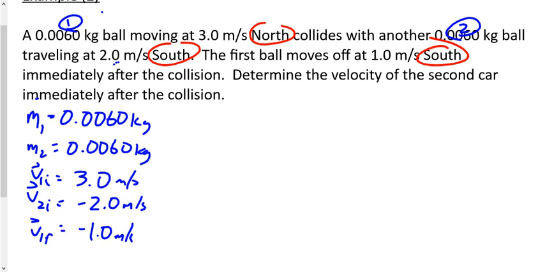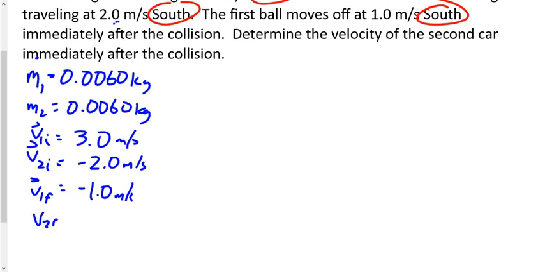V1F. Notice it says immediately after the collision, isolated system, right? Before any external forces have a chance to do anything. That's what we did in our lab yesterday, right? Just before and just after, so that we can minimize the external forces. We're looking for the velocity of the second car immediately after. We're looking for V2F.